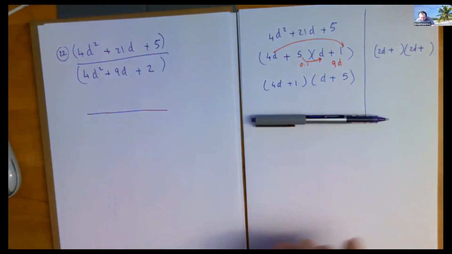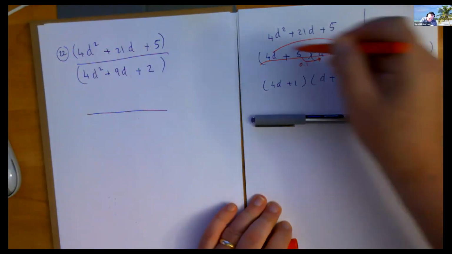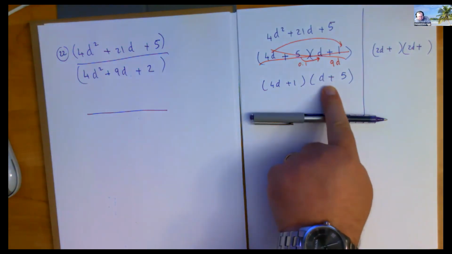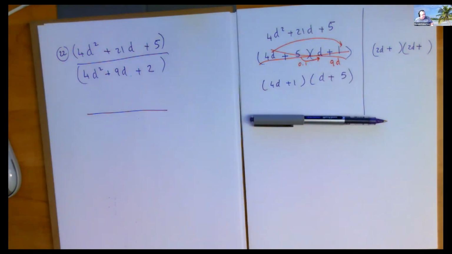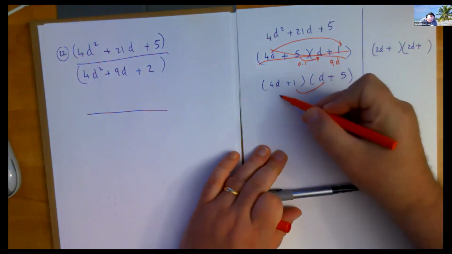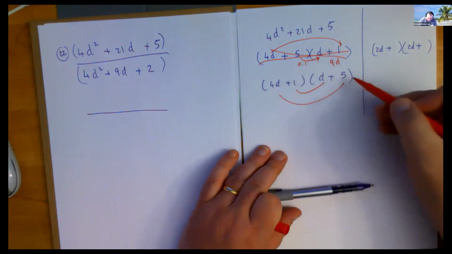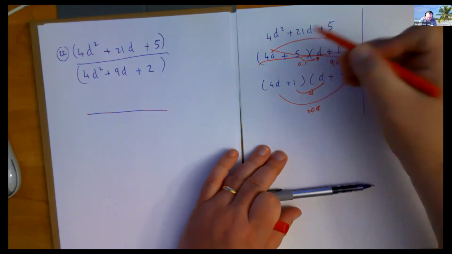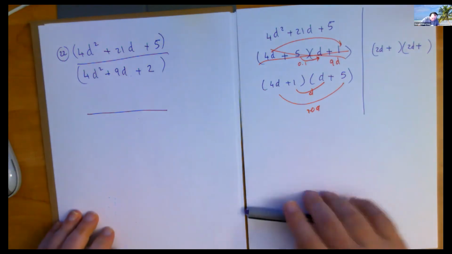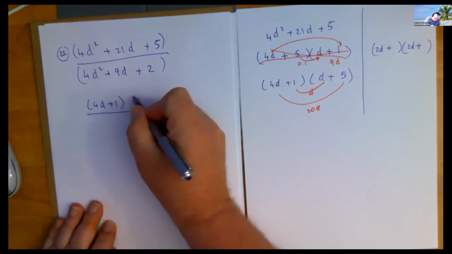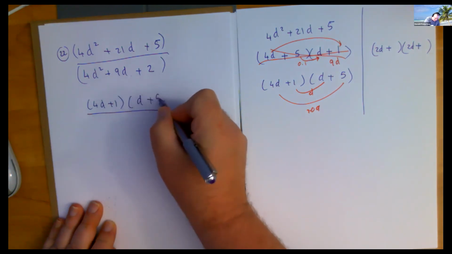So that one failed, right? So forget it, ain't going to happen. How about this one? Does that one make it? Does that one eventually get you 21d? Well, let's figure it out. Inside, outside. 4 times 5 gets you 20d. 1 times d gets you 1d. 21d, we have got it. So the top one is 4d plus 1, d plus 5.